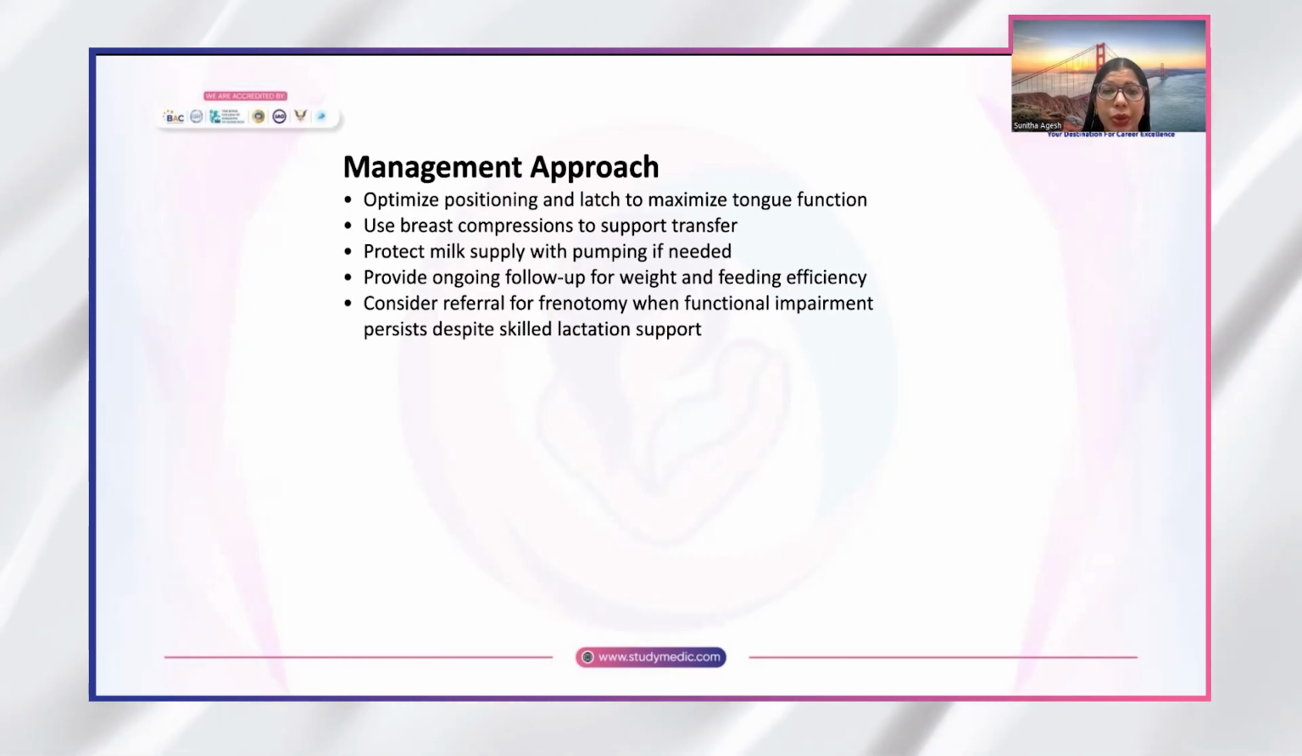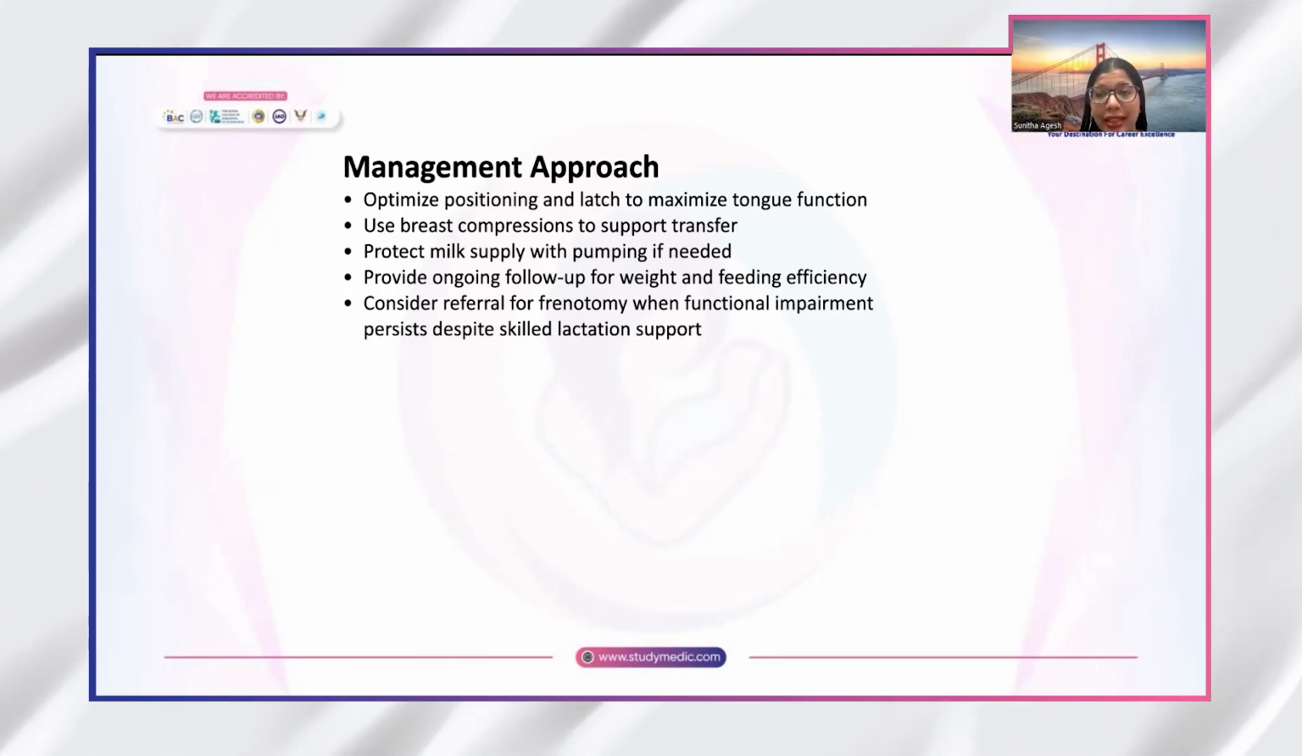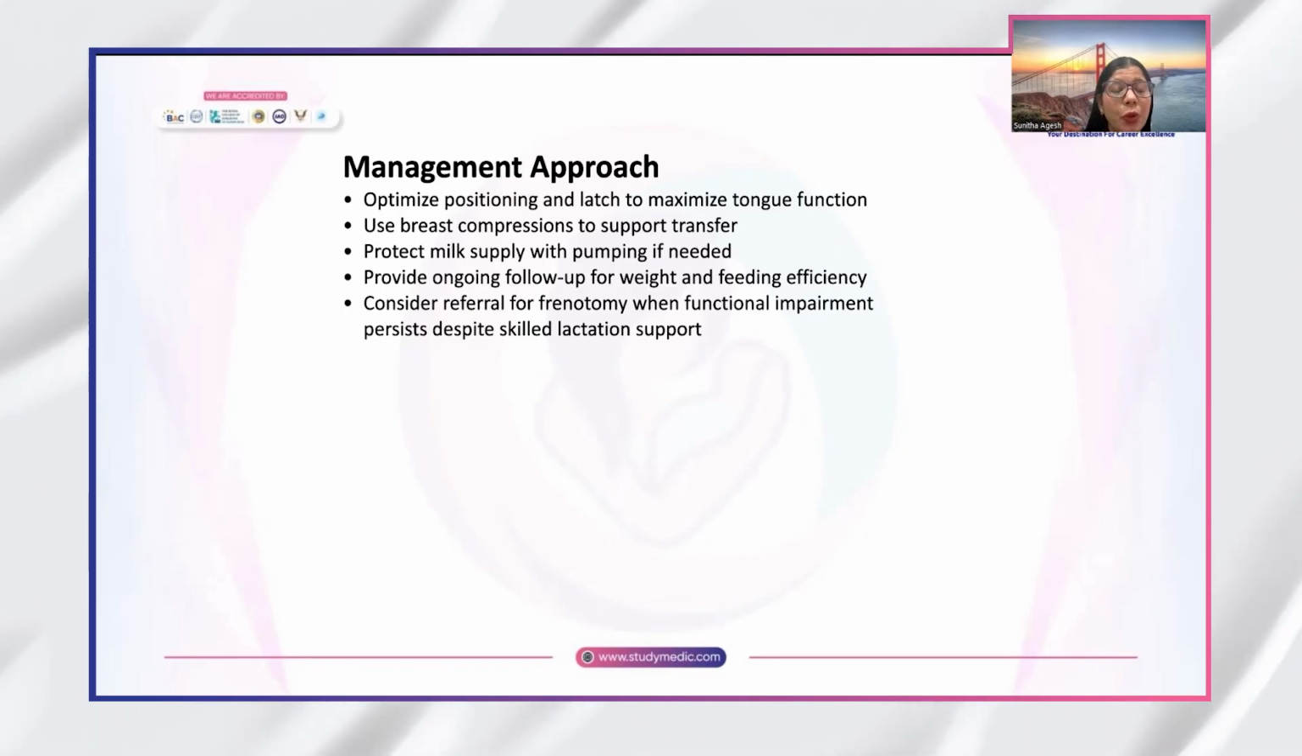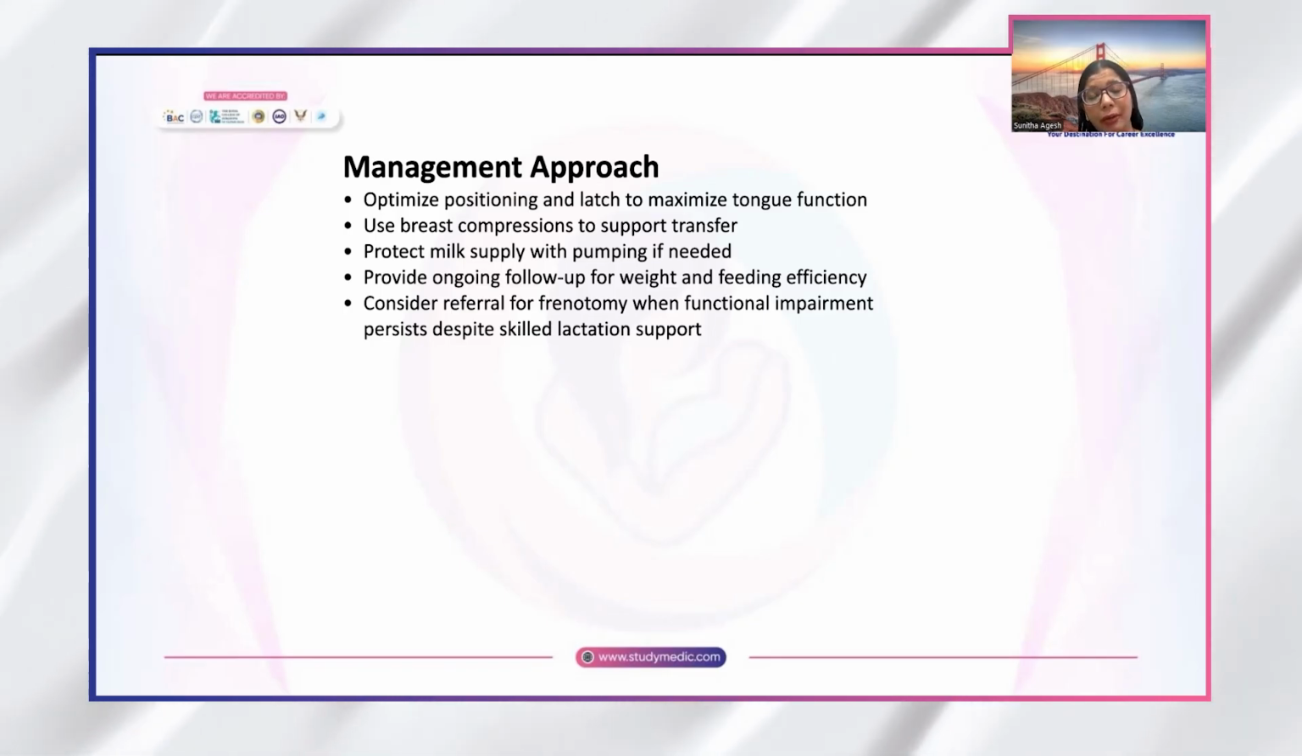So here also we need to correct the positioning and latch to maximize the tongue function. We can try football hold or laid back positioning. Whichever position the baby latches properly in, we can check, and we can encourage the mother to do breast compression to support the milk transfer. Next, we can tell the mother to pump the milk when the milk is not transferred properly. Then we can check pre and post breastfeeding weight, so that we can ensure how much milk the baby took from the breast.